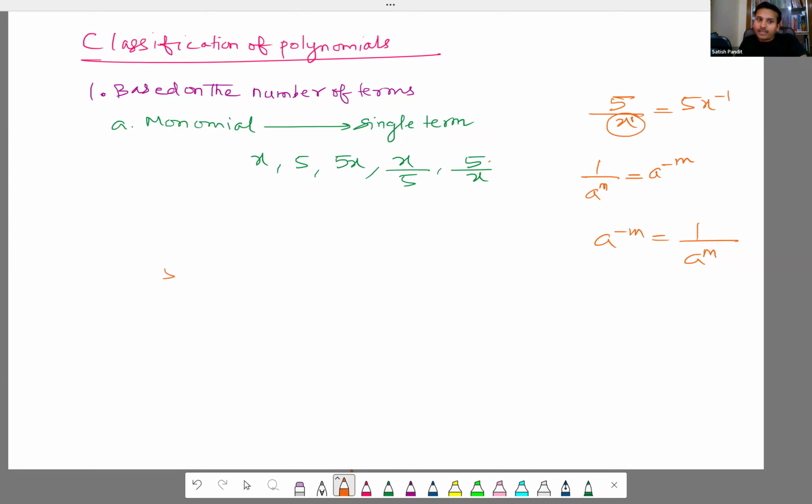See, if I have 5 by x, maybe I'll explain here. I need some space actually. 5 by x, I can write 5 into x to the power minus 1. So here minus 1 is an integer, not a whole number. That is why this is not a monomial. Clear, everyone?